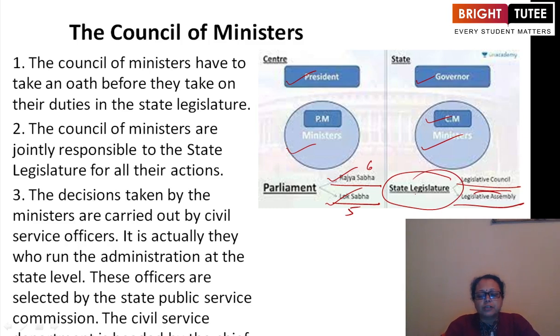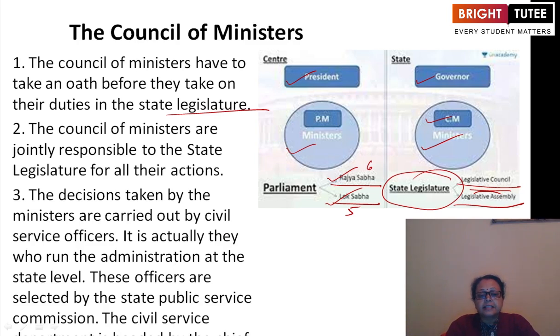The council of ministers have to take an oath before they take on their duties in the state legislature. Before taking charge of their different portfolios or departments, they have to take an oath about their duties. The council of ministers are jointly responsible to the state legislature for all their actions. The decisions taken by the ministers are carried out by civil service officers. It is actually they who run the administration at the state level.